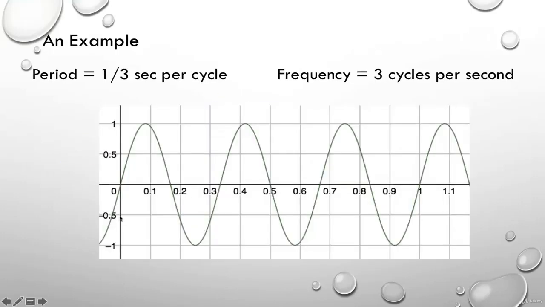So here's the function. Notice that if I look at one cycle, it takes about 1/3 of a second. So the period is 1/3 of a second per cycle, and then the frequency would be the reciprocal of that. The frequency basically measures how many cycles this function completes in 1 second. In this case, in 1 second, it completes 3 cycles. So that's the frequency of this signal. It's the number of cycles that it completes in 1 second.